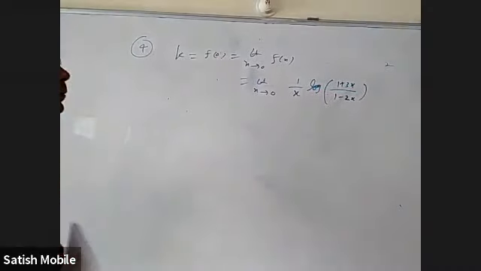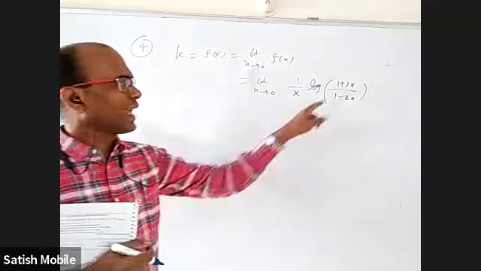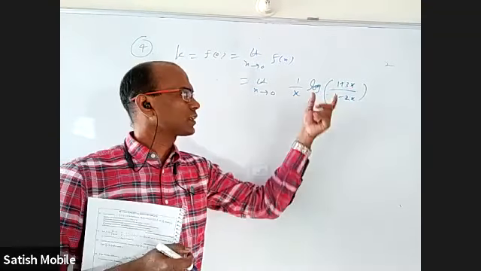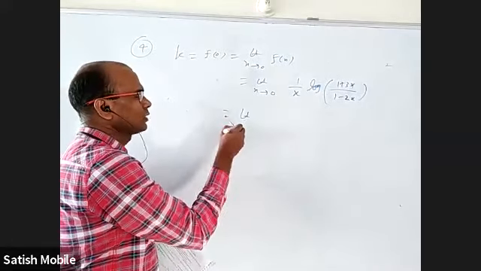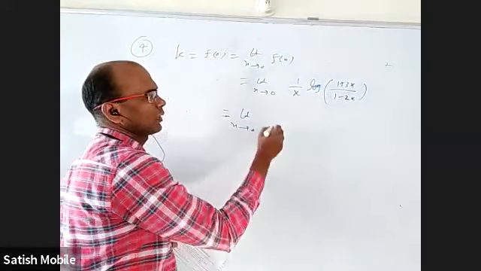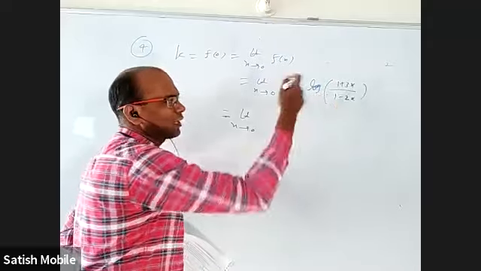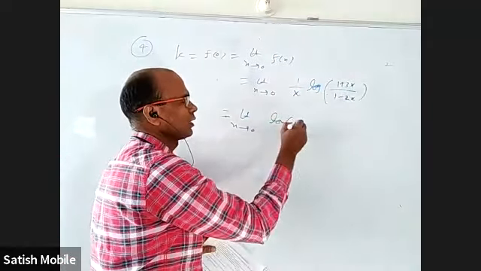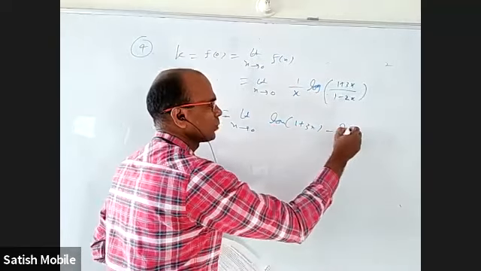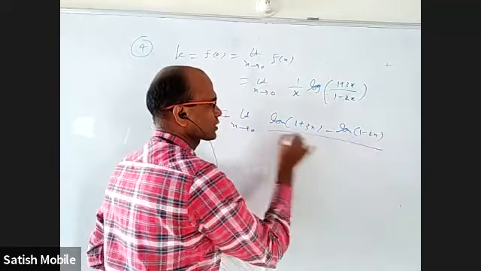Okay. When you directly put 0, what is happening to this? It is becoming log 1, 0 by 0. So we have to do something. What is that we can do? It is basically a limits question now. I can add 1, subtract 1 here, or I can write log a by b as log a minus log b. Let me show you how to do this. Log 1 plus 3x minus log 1 minus 2x by x.